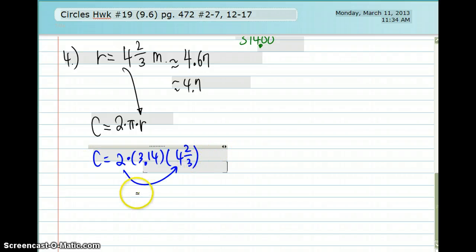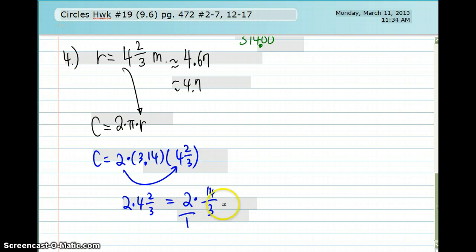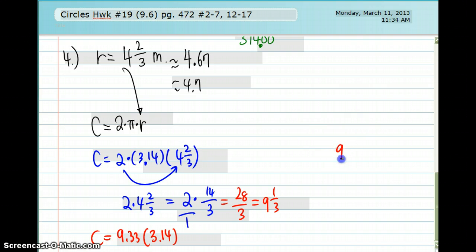So I'm going to change this fraction, 4 2/3, into an improper fraction. So I'm going to get 14 over 3. Then I'm going to multiply fractions like I normally would, which is going to give me 28 over 3, which is the same as 9 1/3. Okay. Then I'm going to take 9.3 repeating, 9.33, and multiply it by 3.14. Hope I didn't lose some of us already.